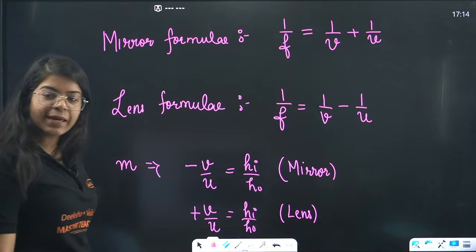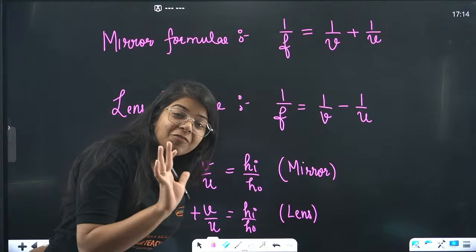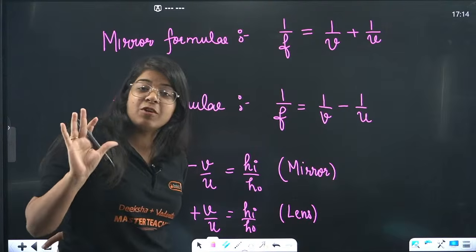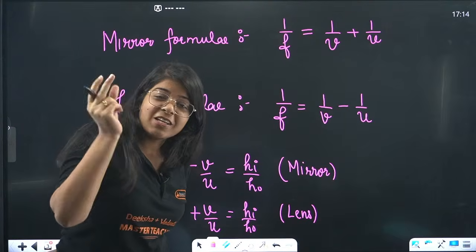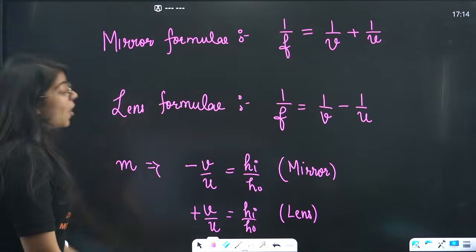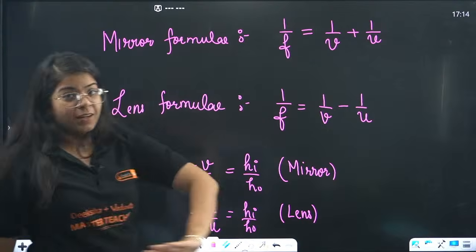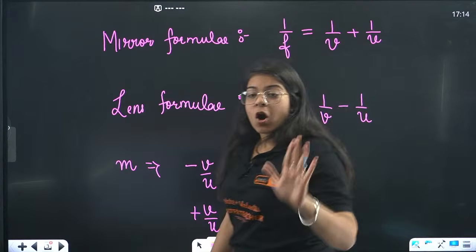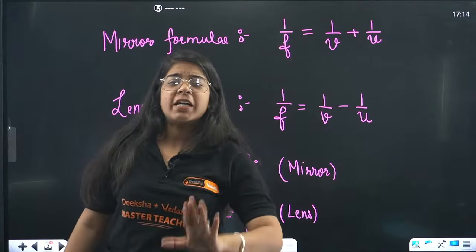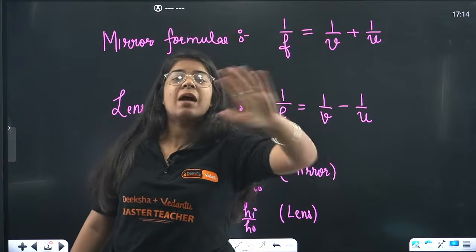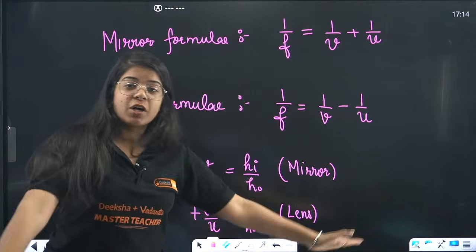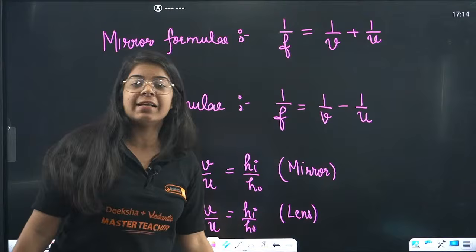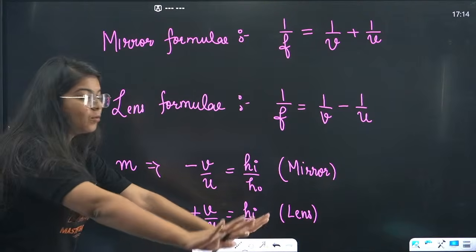Understood? Okay. Now I have one very important secret weapon for you, and you have to take the screenshot really quickly, because I have made a table summary of all the sign conventions. All the sign conventions are there, very important, and if you just cram this table throughout your board you won't need anything else for light numericals. Okay, ready 1 2 3.